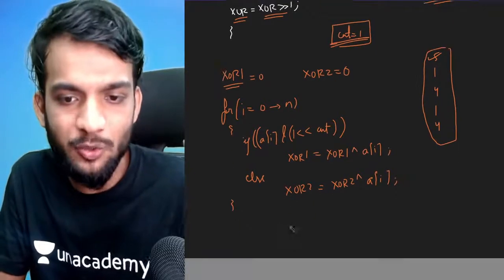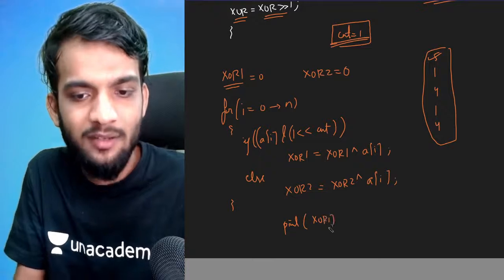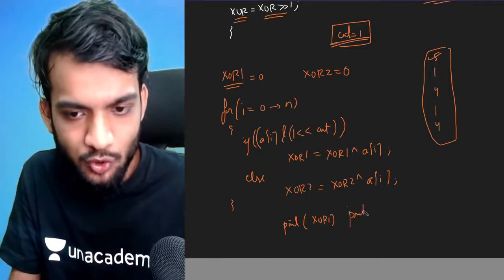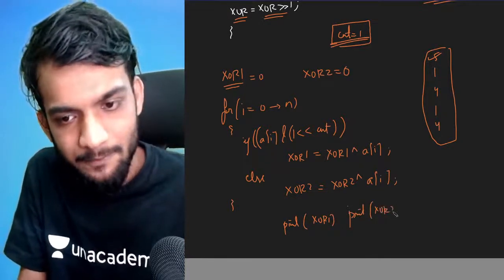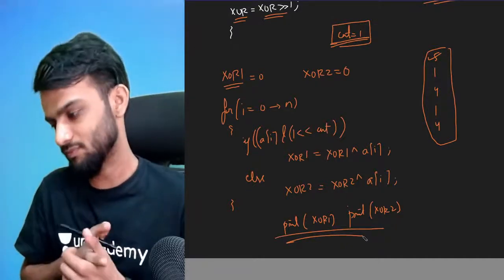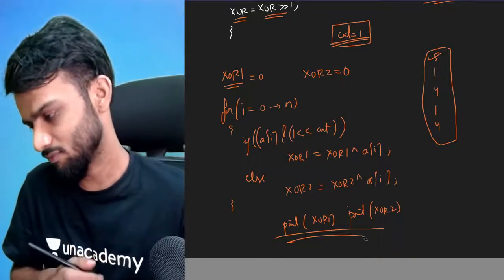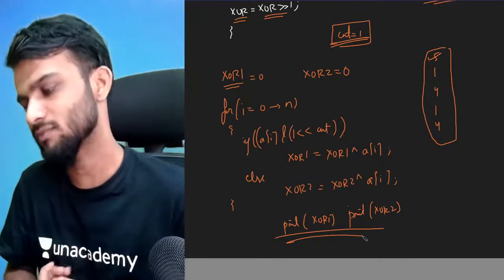So what you can do is print both the numbers now. That's XOR1, and the second number is XOR2. Perfect. Got it? Got it, everyone?